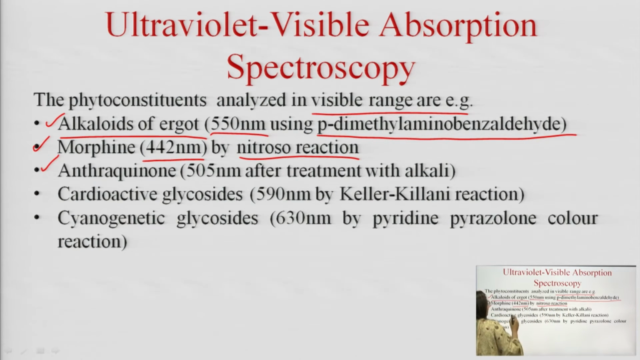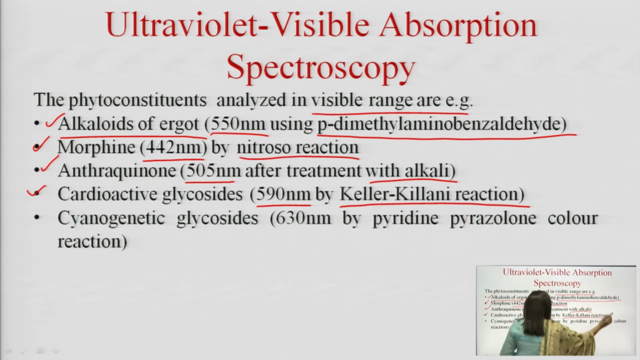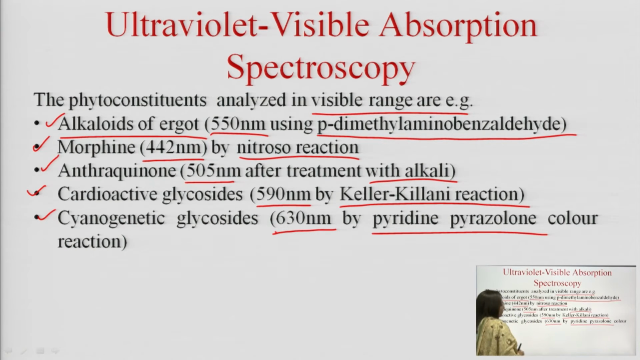Anthraquinones will have lambda max at 505 nm after the treatment with alkali. Cardiac glycosides will show the lambda max at 590 nm by the Keller-Kiliani reaction. Then cyanogenetic alkaloids will show the lambda max at 630 nm by pyridine-pyrazolone color reaction.